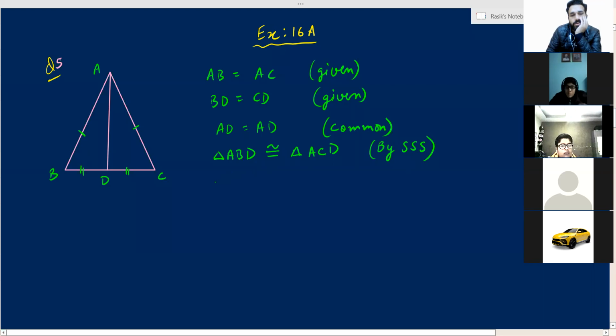Now we have to show that angle ADB is 90 and angle ADC is also 90 degrees. So how to do it? First of all, we can now say that angle ADB is equal to angle ADC. Why? CPCT. These are corresponding parts of congruent triangles. We have proved that this triangle and this triangle are congruent, so all the corresponding angles and sides will be equal.